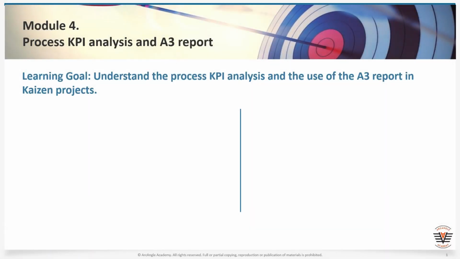In this module, our learning objectives focus on process KPI analysis and the utilization of the A3 report in Kaizen projects. By the end of this module, you should be able to understand the purpose and importance of analyzing process KPIs, which provide valuable insights into process performance and areas for improvement. Categorize KPIs into quality, time/productivity, and cost elements, enabling a better understanding of client priorities and expectations.